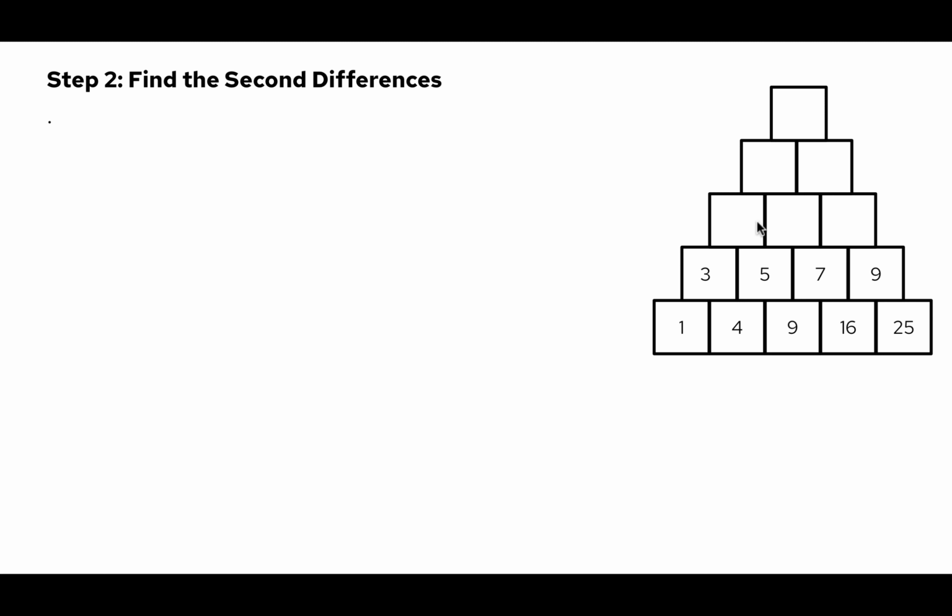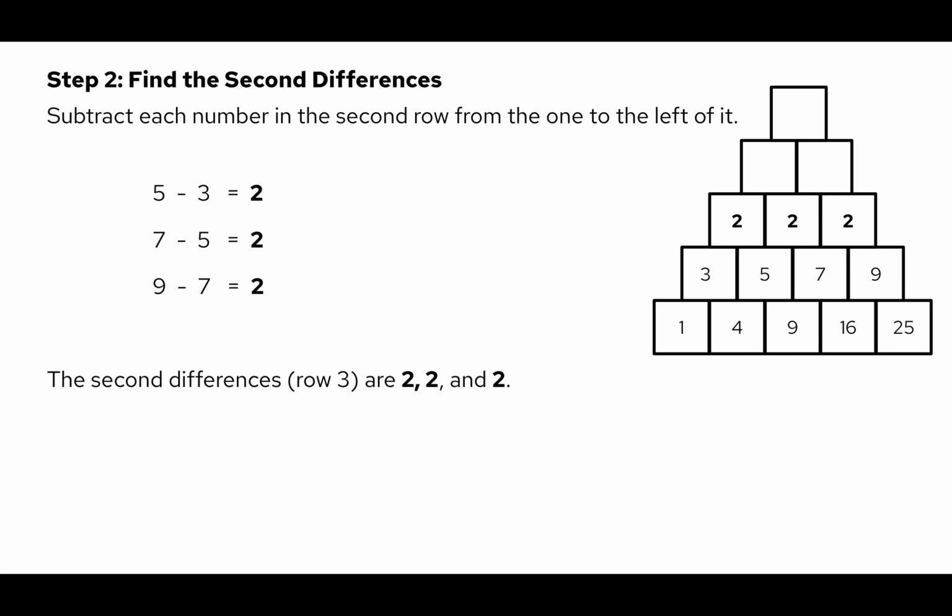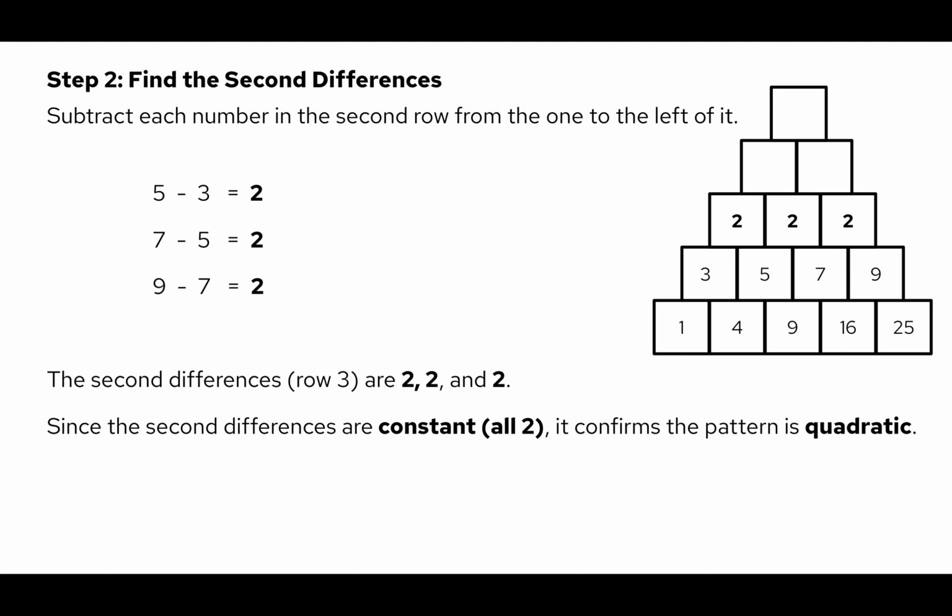Now for step 2, let's find the second differences, or in other words, row 3. So we subtract each number in the second row from the one to the right of it. So 5 minus 3 is 2. And 7 minus 5 is 2. 9 minus 7 is 2. And you'll notice that they're all 2's. So the second differences, in other words, row 3, are 2, 2, and 2. And since the second differences are constant, in other words, they're all the same number, 2, it confirms that we have a quadratic pattern.